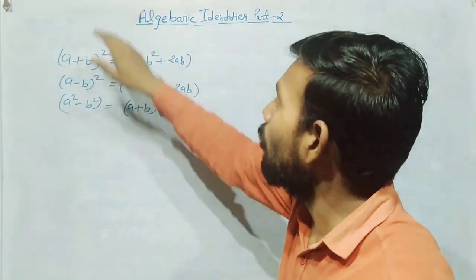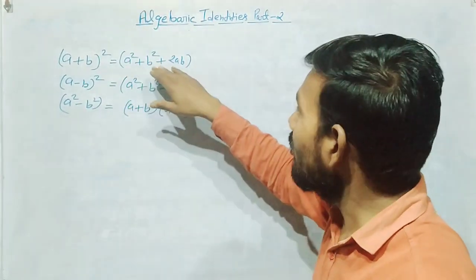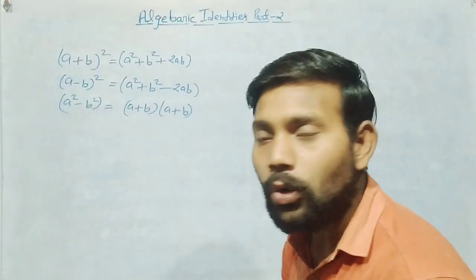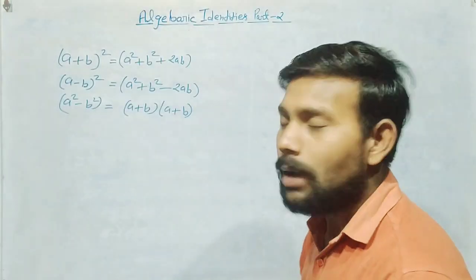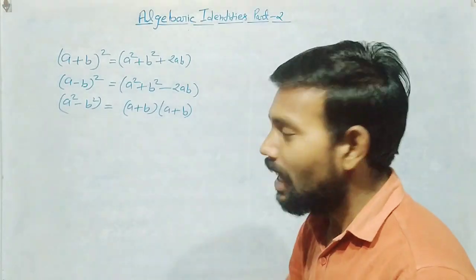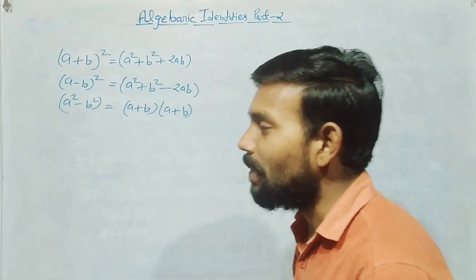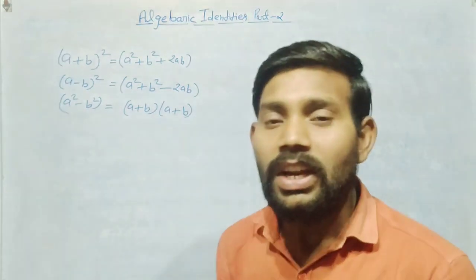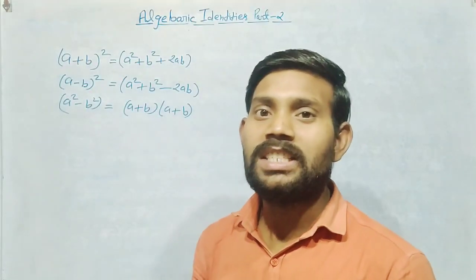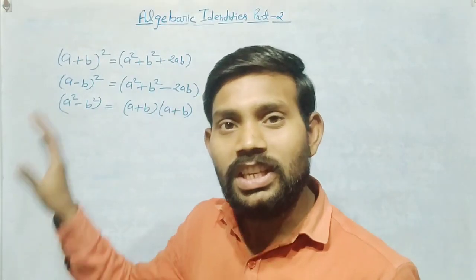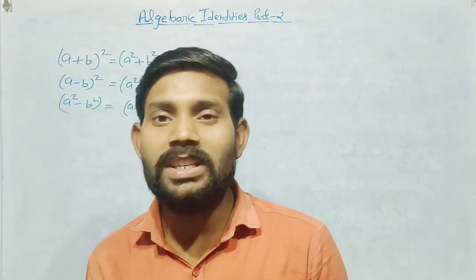Here we have three identities. A plus b to the whole square is equal to a square plus b square plus 2ab, and the second one is a minus b to the whole square is equal to a square plus b square minus 2ab, and the third one is a square minus b square is equal to a plus b into a minus b. Today we are going to discuss problems based only on these identities.